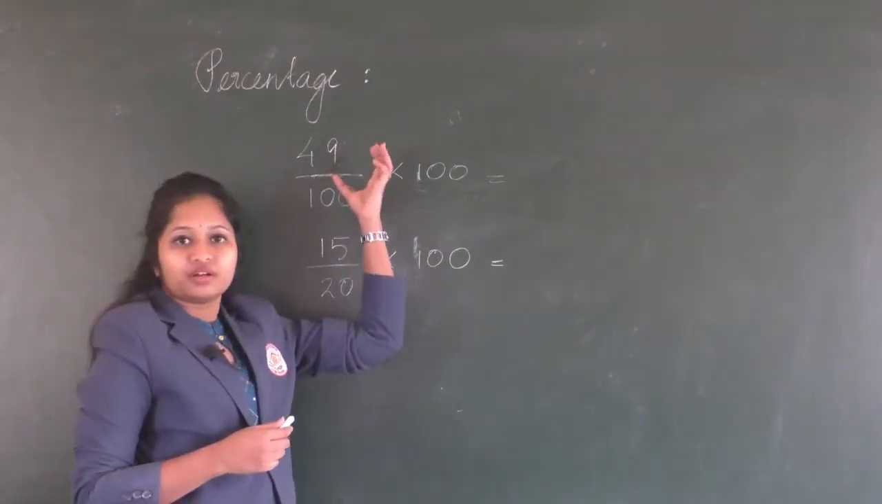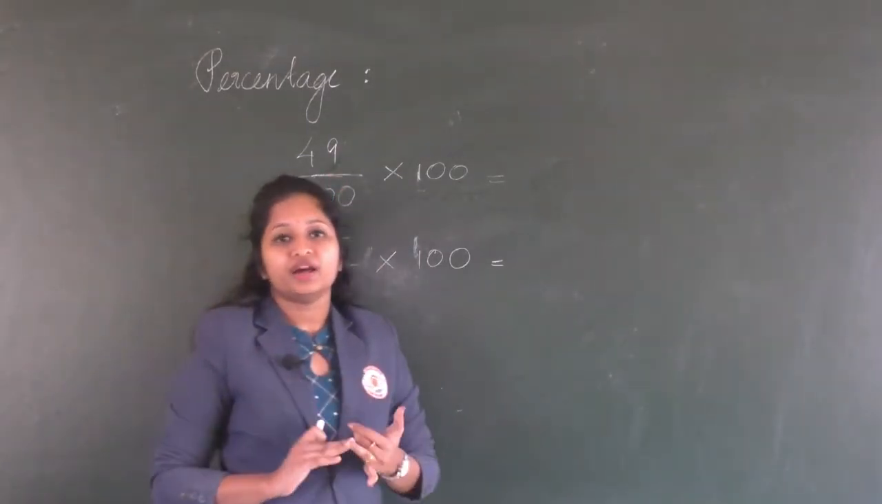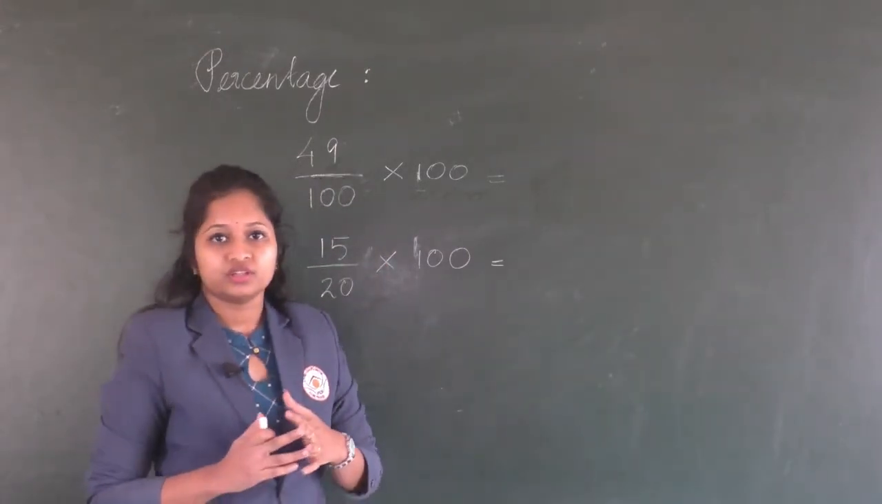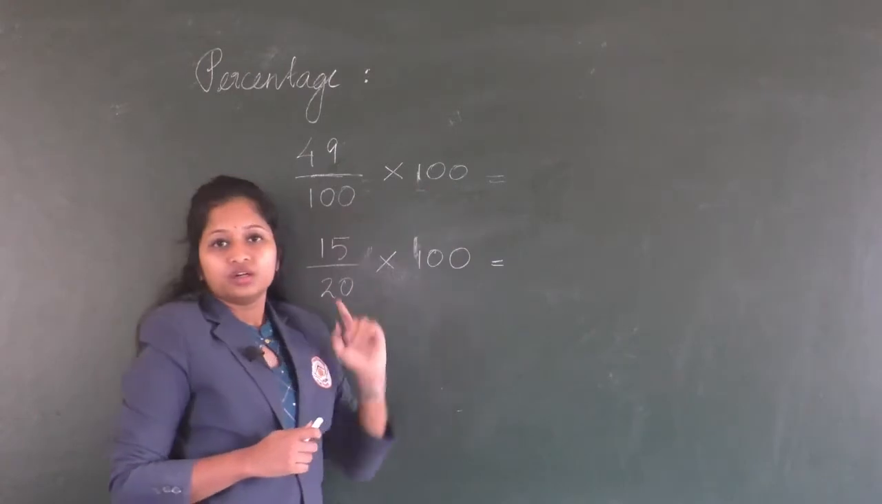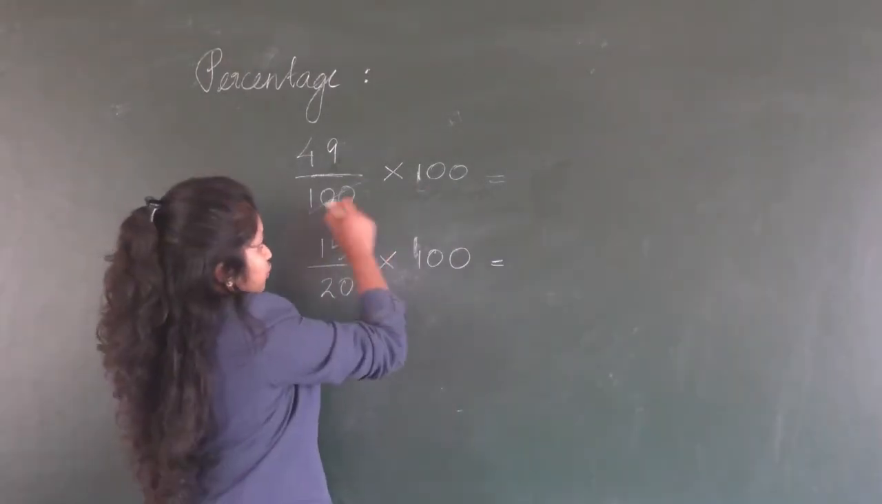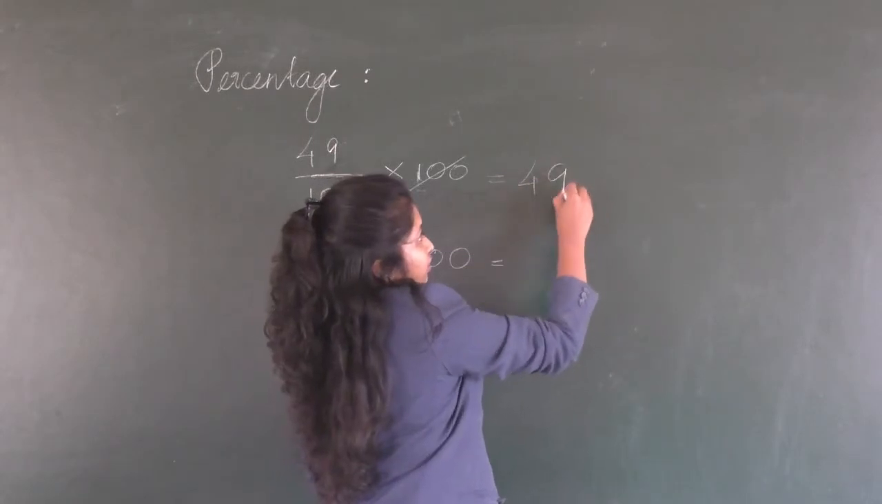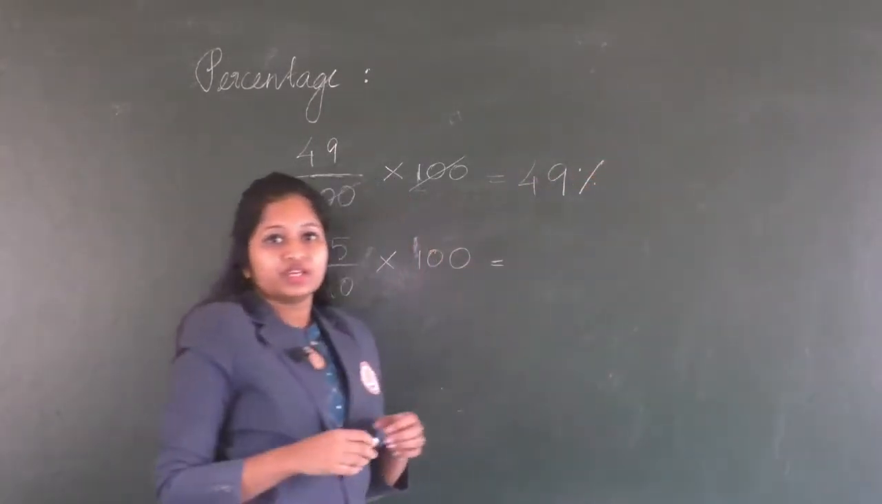We should write 49 by 100 and multiply that by 100. So here we have 100 common, so we can cancel, and the percentage would be 49%.